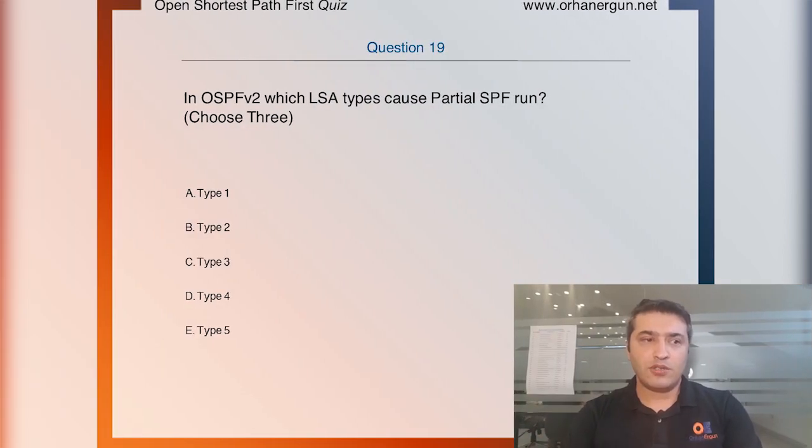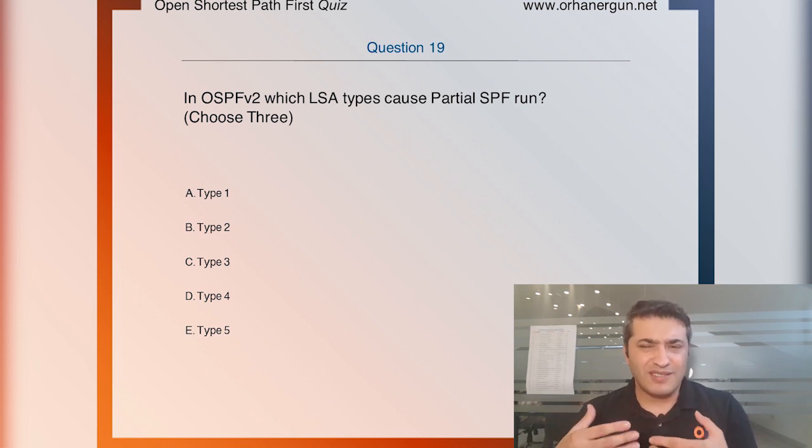In OSPF version 2, which LSA types can cause partial SPF run? So we actually have many types of SPF. Let me remind you, we have OSPF, open shortest path first. We have CSPF, constraint-based SPF, which we use in traffic engineering with RSVP. But of course, it's not the only place CSPF is used.